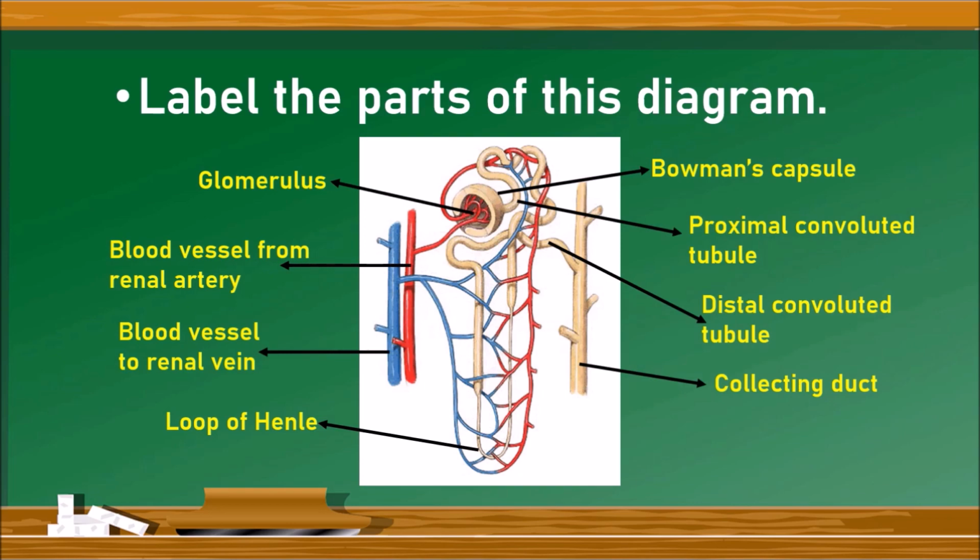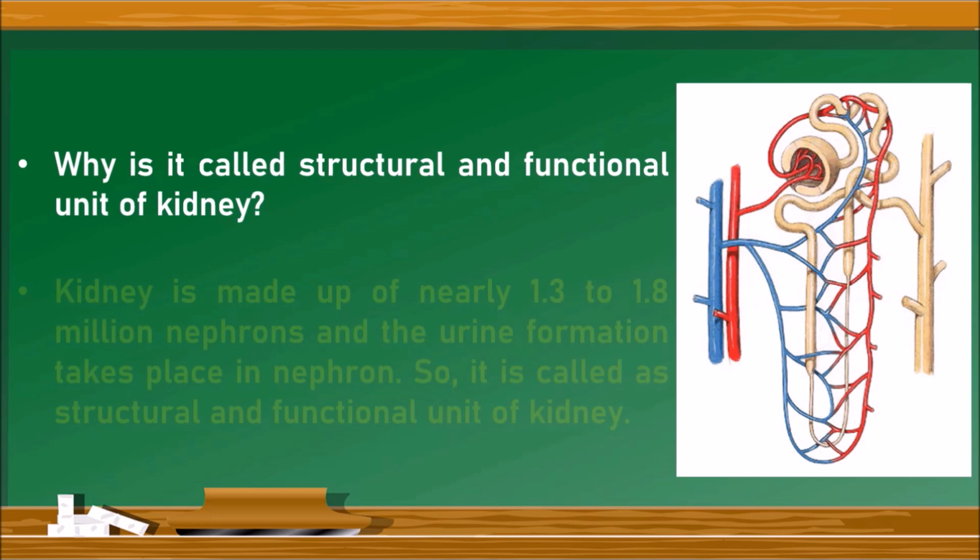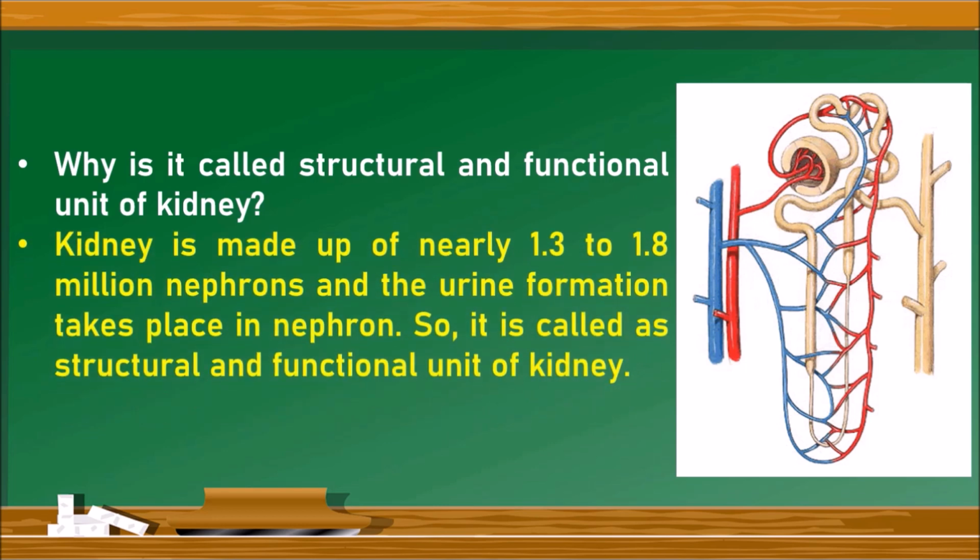Next question. Why is it called the structural and functional unit of the kidney? Because the kidney is made up of nearly 1.3 to 1.8 million nephrons, and urine formation, the main function of the kidney, takes place in the nephron. So it is called the structural and functional unit of the kidney.